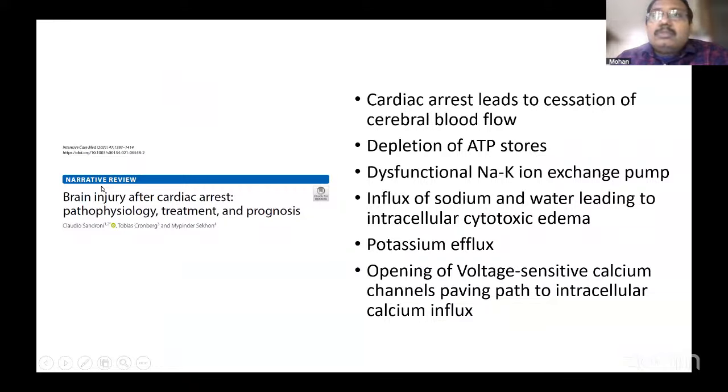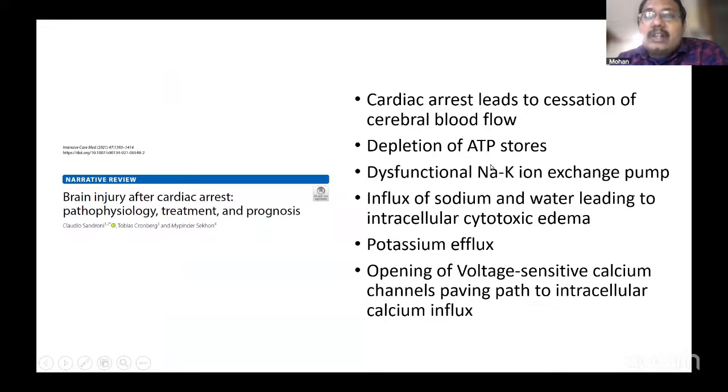So, before going into the research, the trials which have happened, I wanted to know what exactly happens to the brain during and after cardiac arrest. Basically, we are looking at post-cardiac arrest brain injury. During cardiac arrest, there is a cessation of cerebral blood flow. As soon as cerebral blood flow is down, oxygen goes down, ATP goes down, and that pushes the sodium-potassium ATPase pumps to go dysfunctional.